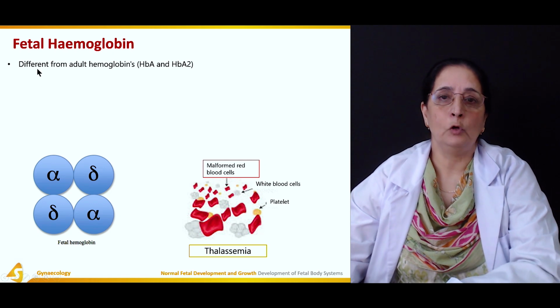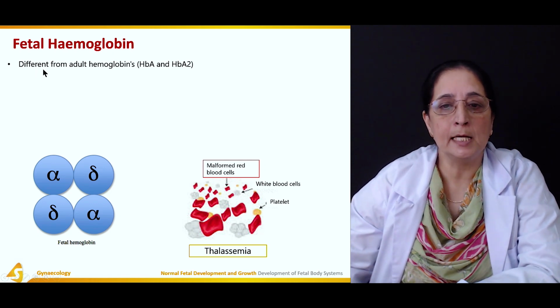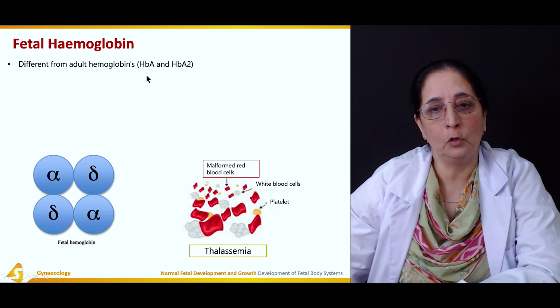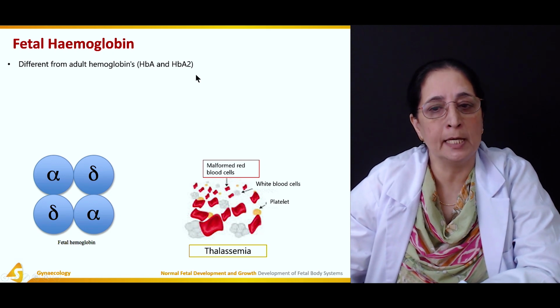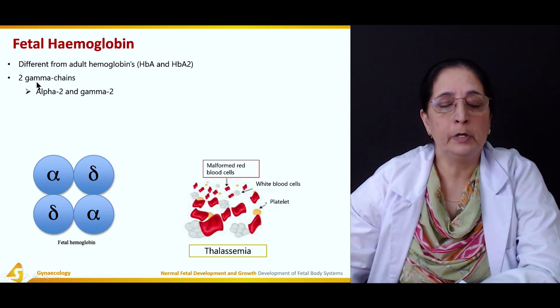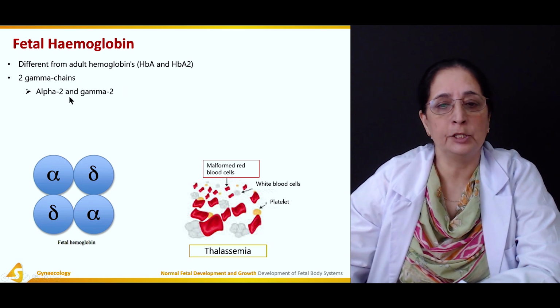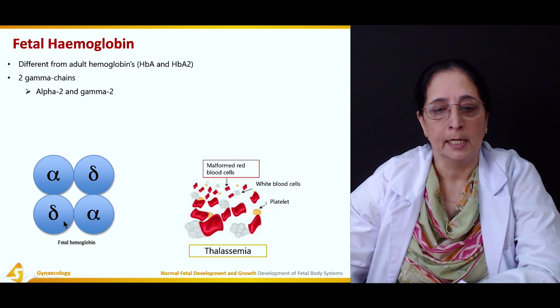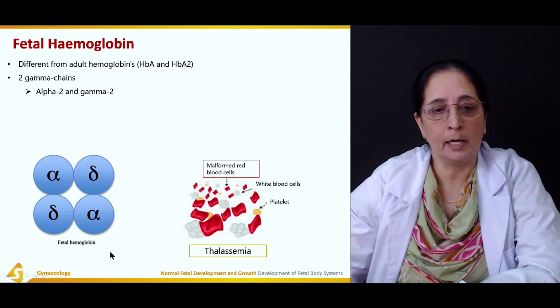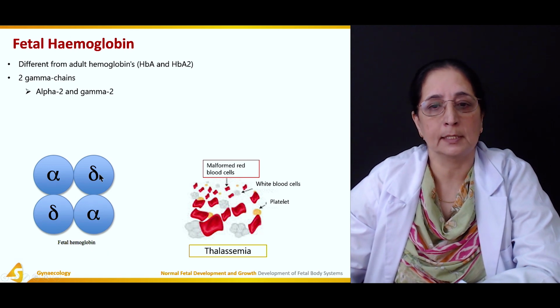The fetal hemoglobin is different from adult hemoglobin, which is hemoglobin A and hemoglobin A2. In fetal hemoglobin, 2 alpha and 2 gamma chains are present. This is the fetal hemoglobin, 2 alpha and 2 gamma chains.